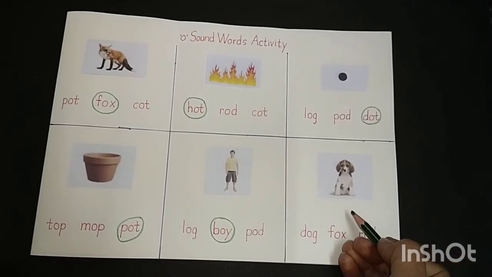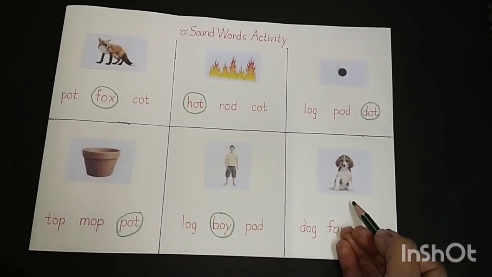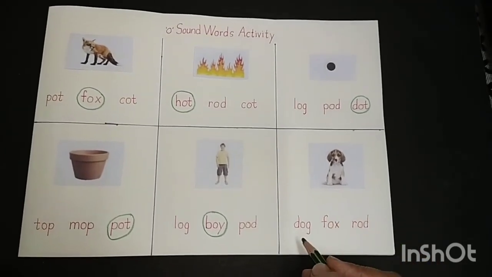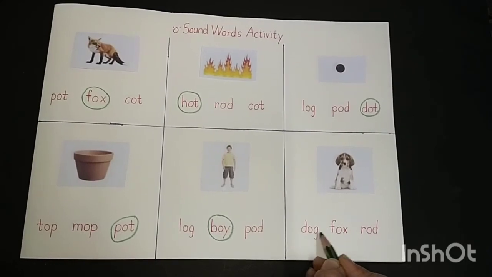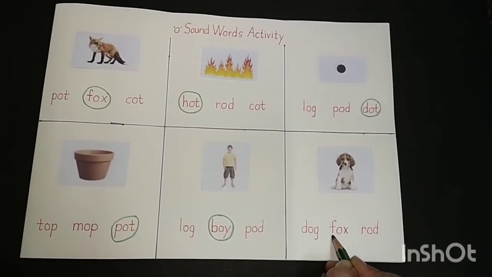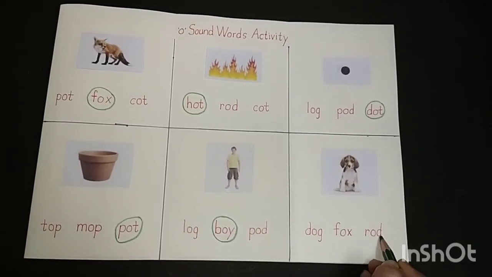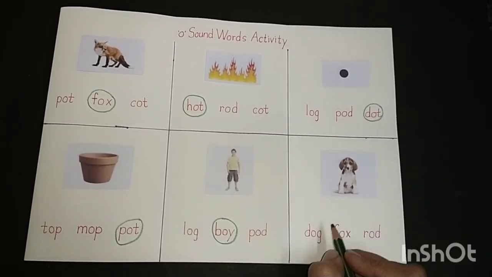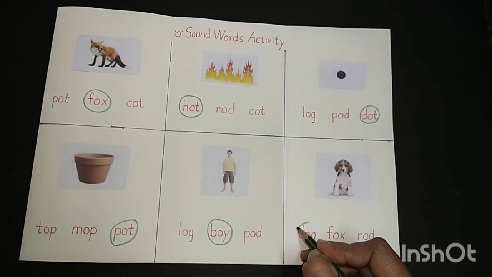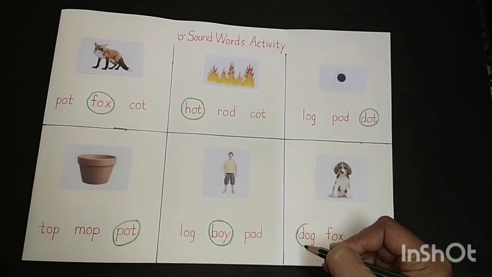Which picture is this? This is a dog. So first we will read the spellings. D-O-G, dog. F-O-X, fox. R-O-D, rod. So this is a dog. We will circle D-O-G, dog.